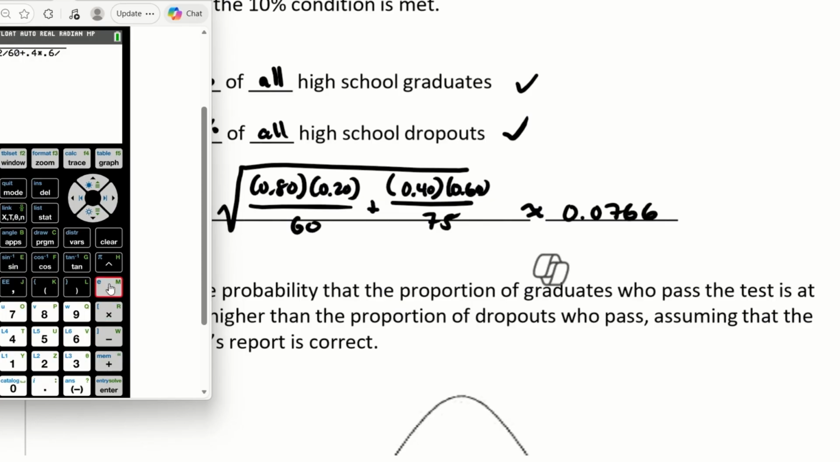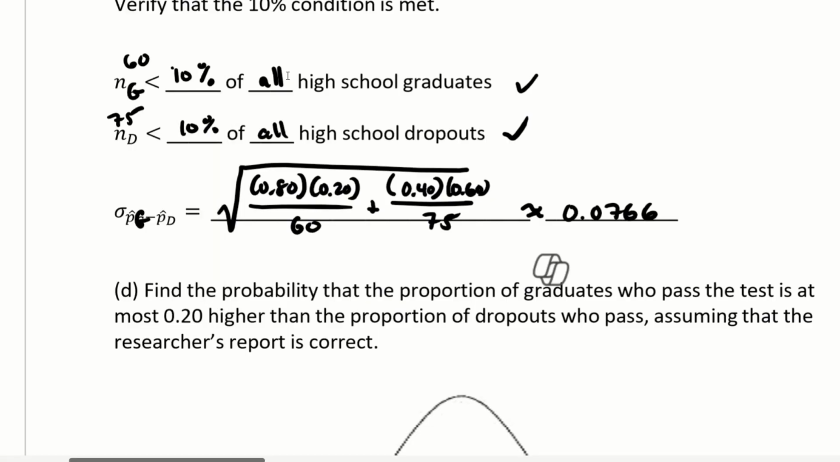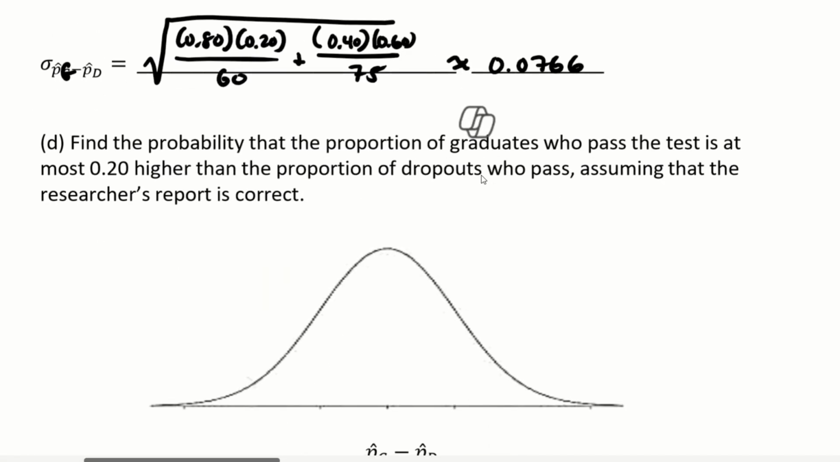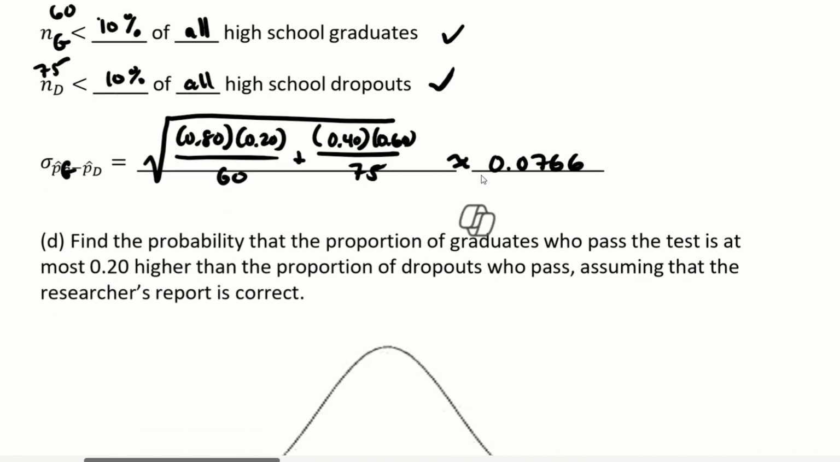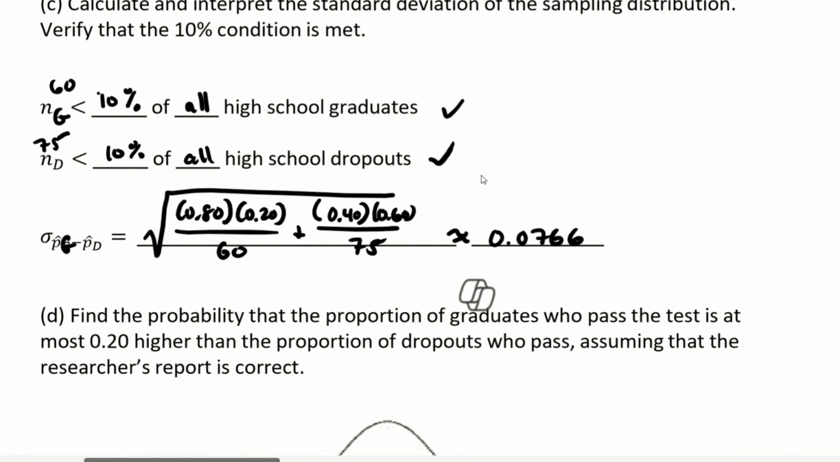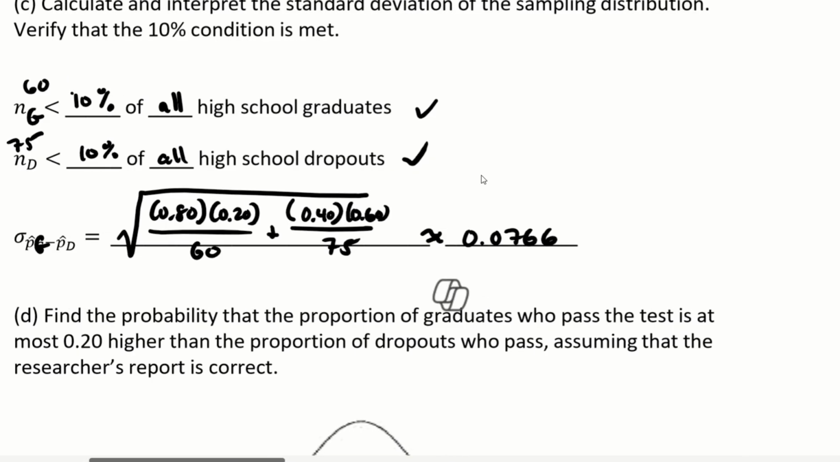All right, so let's do part D. Find the probability that the proportion of graduates who pass the test. Oh, we didn't do the interpretation, so let's do the interpretation. Sorry about that. Let's interpret that over here, just because we have a little more room.